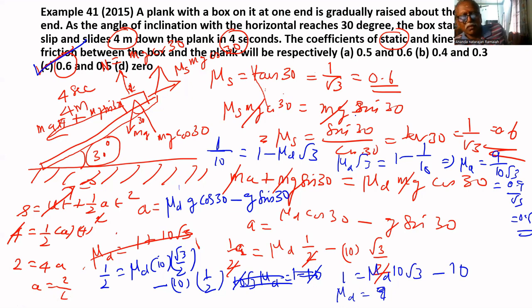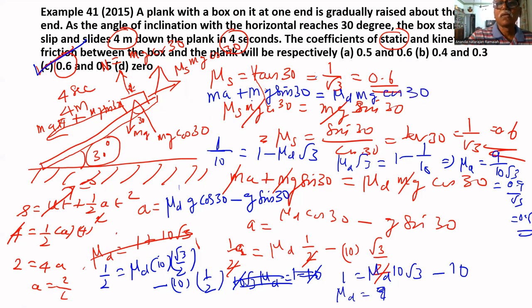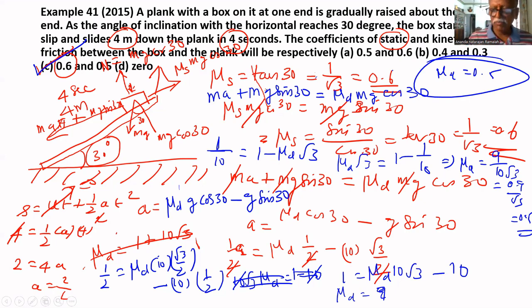Shall I move to next sum? Check yourself. The equation is this. Downward: ma plus mg sin 30. These are all downward forces. Upward force: mu dynamic mg cos 30. That's all. If you solve this, you will get mu d equal to 0.5. Okay. Shall I move next sum? Yes, sir. Okay.